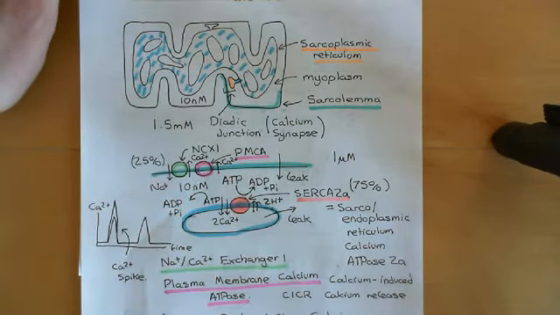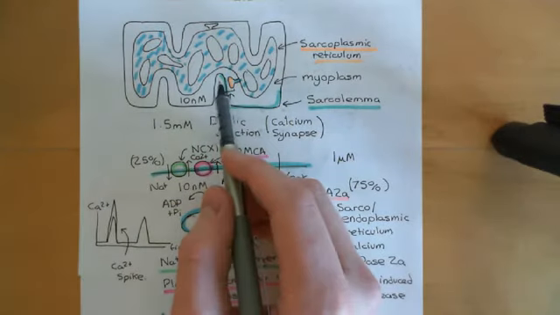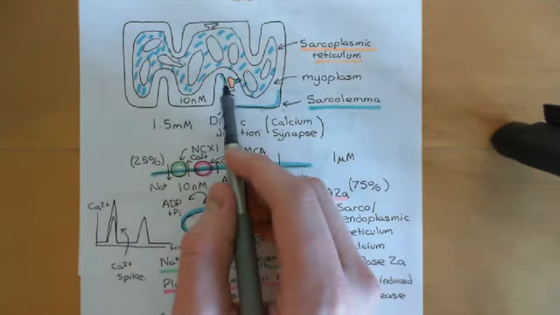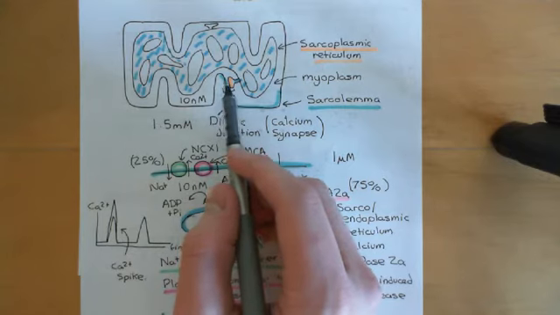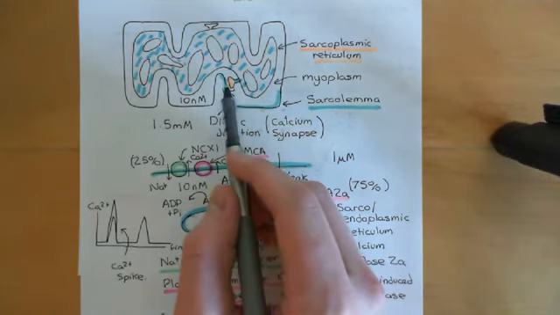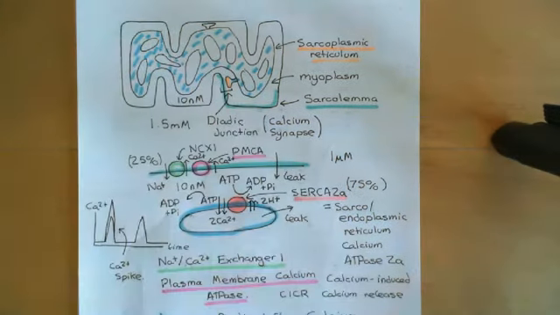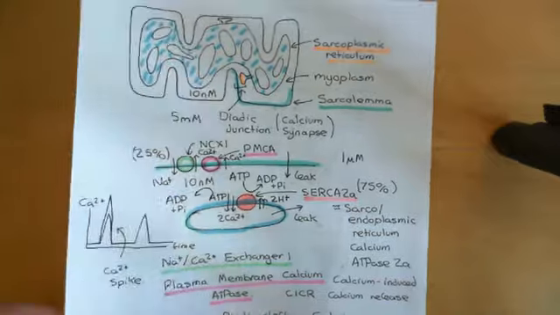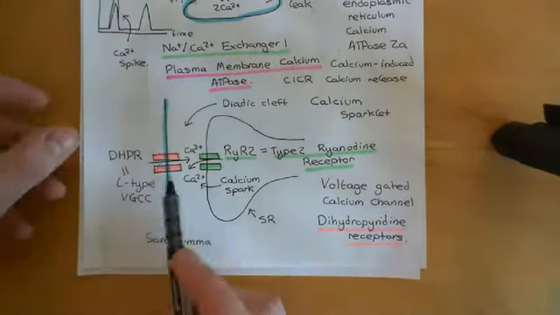Okay, and we've discussed that the way that this occurs is that when the action potential propagates along the sarcolemma, it's going to activate L-type voltage-gated calcium channels which are in the sarcolemma and which are within these dyadic junctions between the sarcolemma and the membrane of the sarcoplasmic reticulum. Okay, it's going to activate those L-type voltage-gated calcium channels to open.